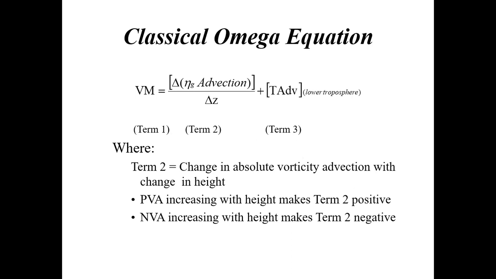PVA stands for positive vorticity advection, and NVA stands for negative vorticity advection. So if term 2 is positive, that means that we have positive vorticity advection increasing with height. If term 2 is negative, if there's a number with a negative sign out in front of it, that means we have negative vorticity advection increasing with height. So PVA is generally associated with rising air motion, and NVA is associated with sinking air motion.